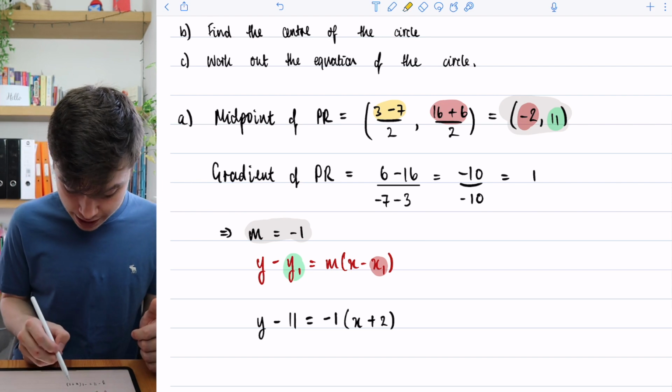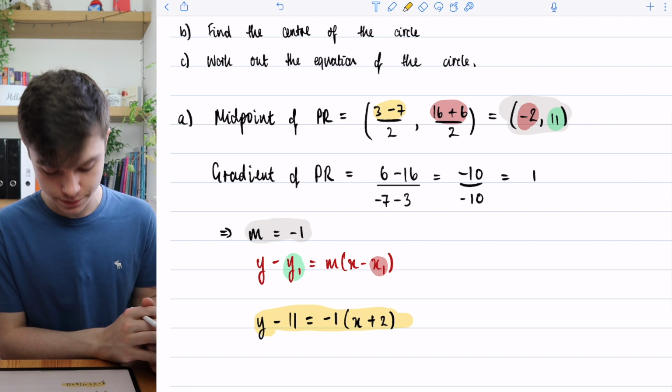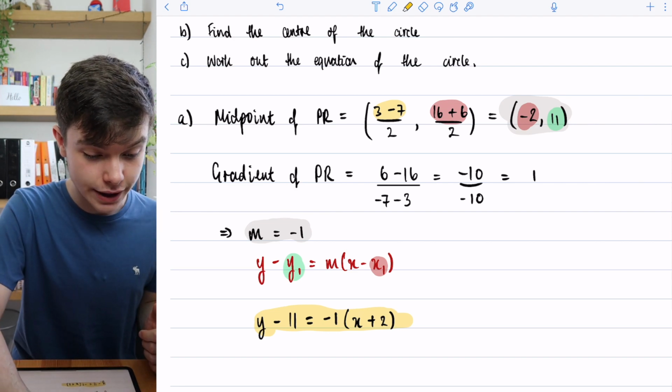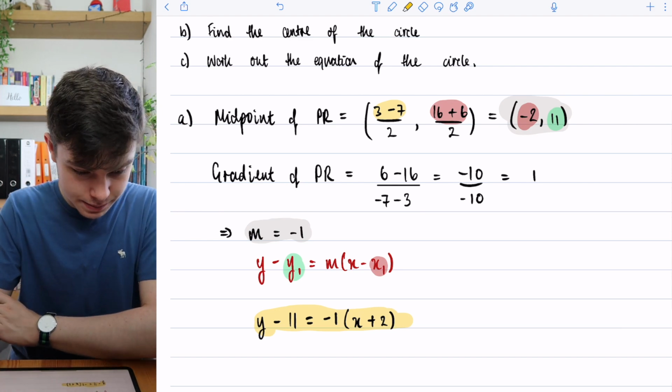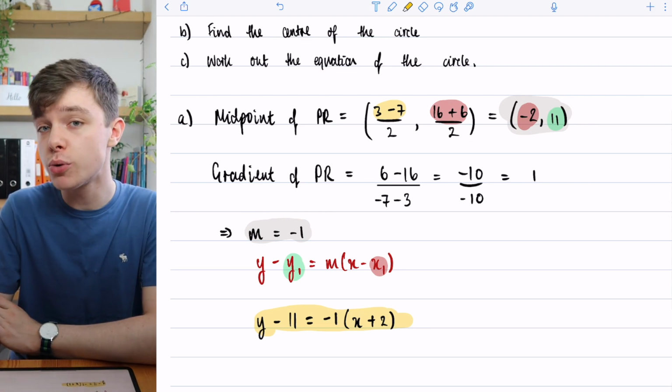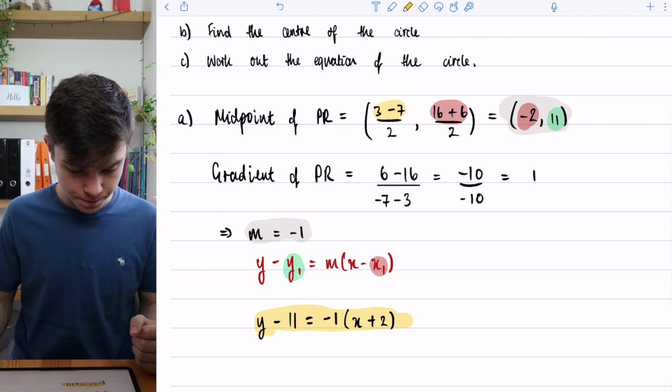I'm going to leave my answer like that because it does not specify a form of the straight line. So that is your final answer: y minus 11 is equal to minus 1 times x plus 2. You could rearrange if you want to into y equals mx plus c, but you don't have to.